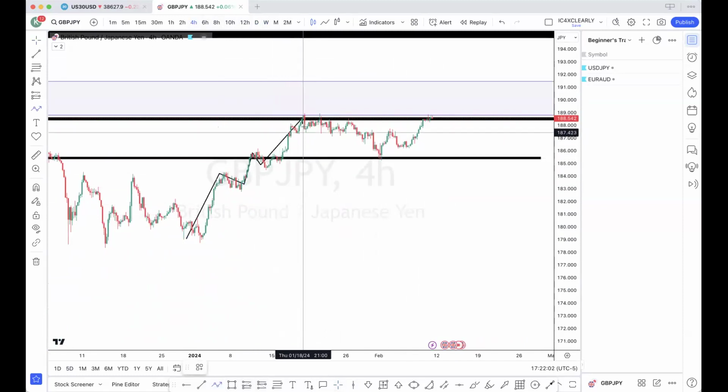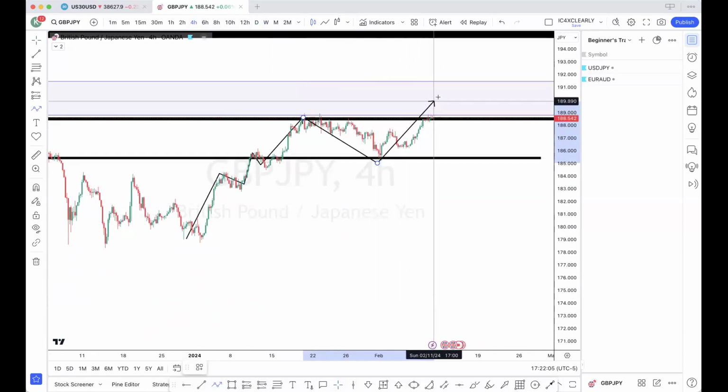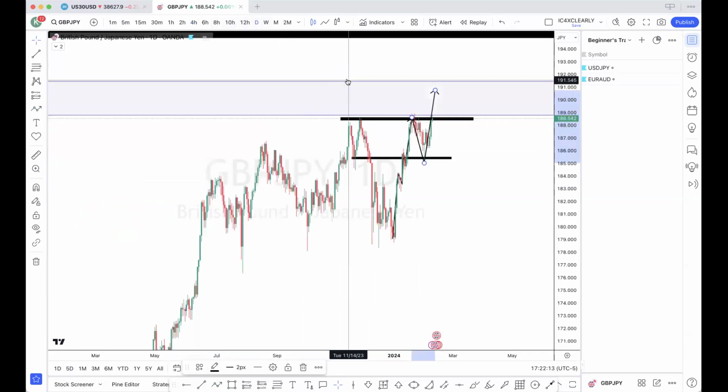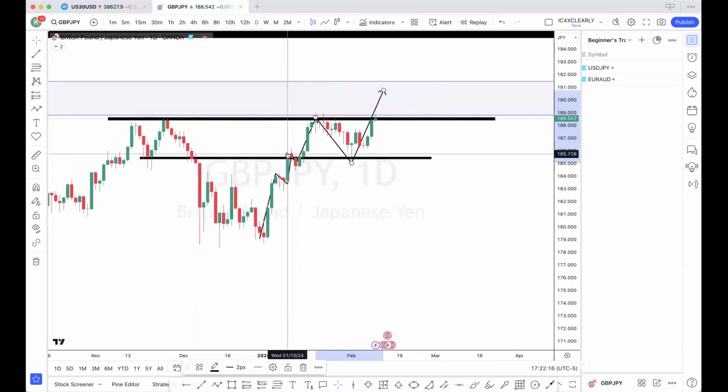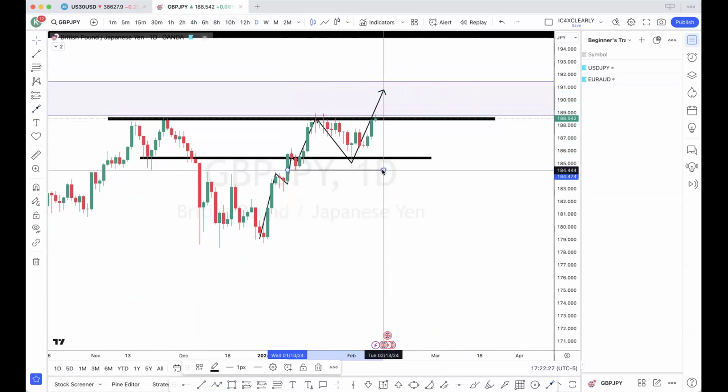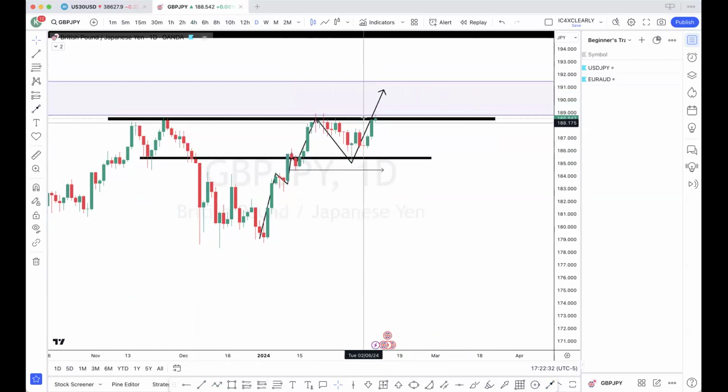From my lower key area, because this was the last swing, right? On the daily, this was my last swing. So price pulled back into that swing. It did not break that low, and then started pushing back up to the top side. So I'm expecting price to continue up. That's what I'm expecting. Price is going to do what it wants to do.